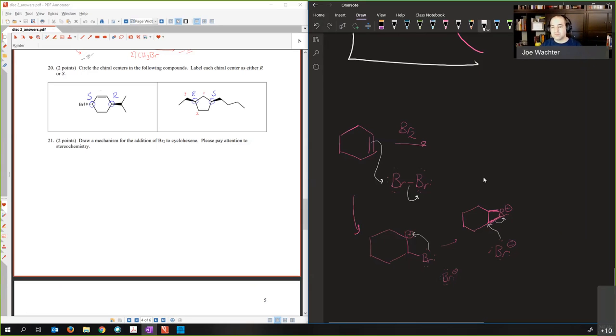So the bromine that was already attached stays on that wedged bond, whereas the bromine that just attacked is on the dash bond. So this is what we call the anti-addition. And then we're going to have an enantiomer along with that as well, because the bromine could also attack over here instead.